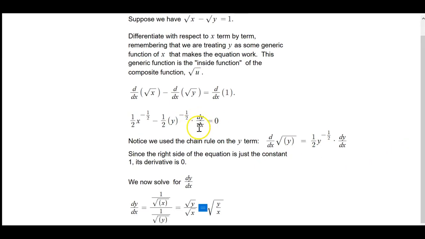And we want to solve for dy/dx. Ultimately, that's what you want to do, because a lot of the homework problems will either say find the derivative or find the equation of the tangent line at this particular point, and you need to solve for the derivative. So solving for dy/dx, I get the square root of y over x.